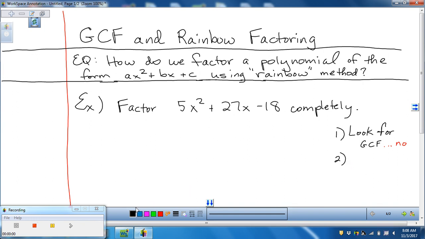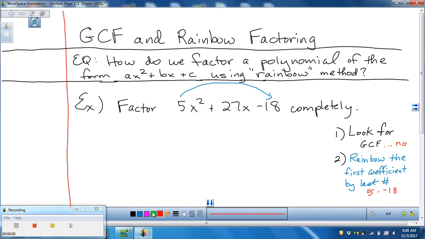Step 2 is that I'm going to rainbow the first number, or the first coefficient, by the last number. So we're going to rainbow the 5 over here to the negative 18. Now, what that means is I'm going to multiply 5 times negative 18, and then I'm just going to move the 5 back there.